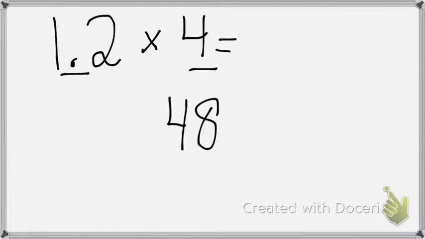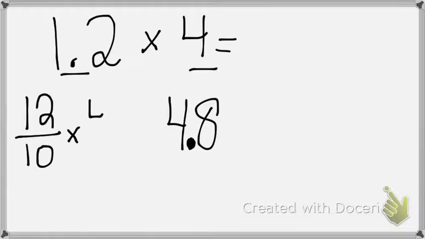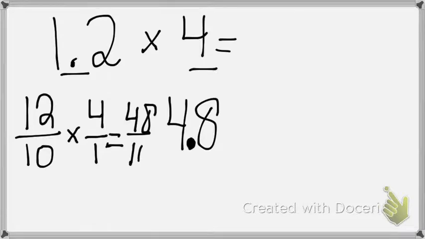All right, but this is 12 tenths times 4. My answer is going to be 48 what? Tenths. So where does my decimal go in 48 tenths? In the middle, between the 4 and the 8. Okay, boys and girls, this is essentially saying 12 tenths times 4 over 1. And I know that 12 times 4 is 48. 10 times 1 is 10. So 48 tenths is written as 4.8.